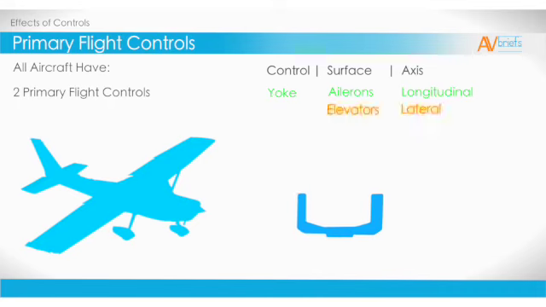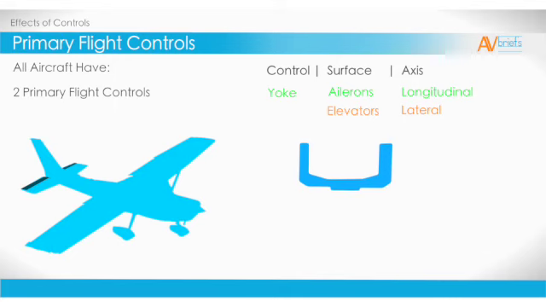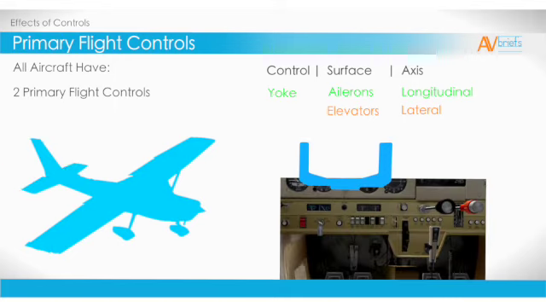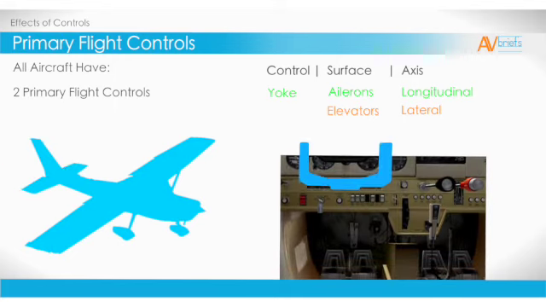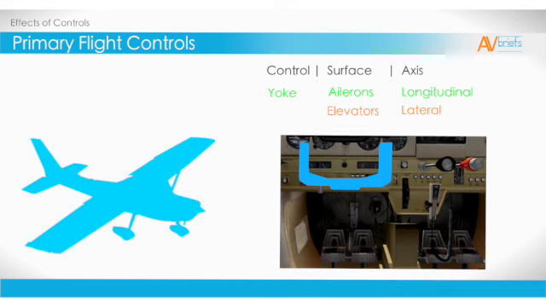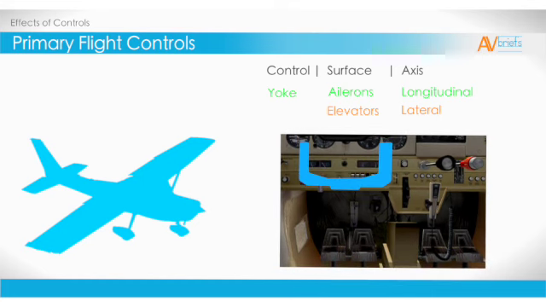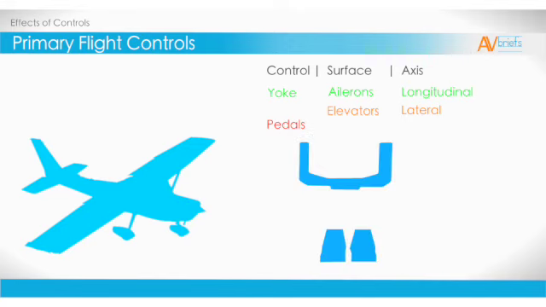Pulling back, or pushing forward on the yoke or side stick, will move the elevators and pitch the aircraft around the lateral axis. The yoke is always positioned in front of the pilot, and a side stick is in front or next to them. The second primary flight control is the pedals. These are controlled by your feet. They move the rudder and control around the normal axis.